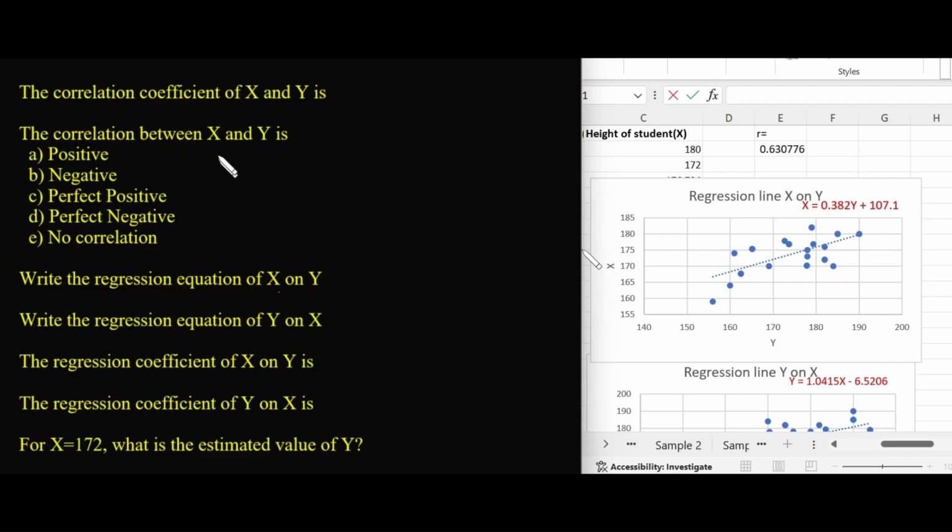So let's try to answer these questions with the help of the calculation performed in Excel. The first question is the correlation coefficient of x and y that we have calculated in the E2 cell. So the answer is 0.630776. Now, is this correlation positive, negative, perfect negative, or no correlation? This is a positive relation, so it's a positive correlation between x and y.